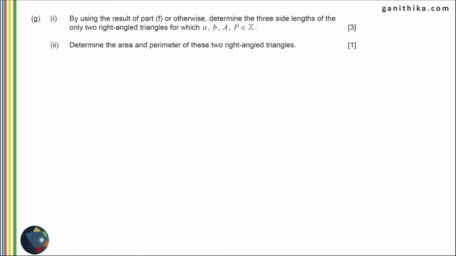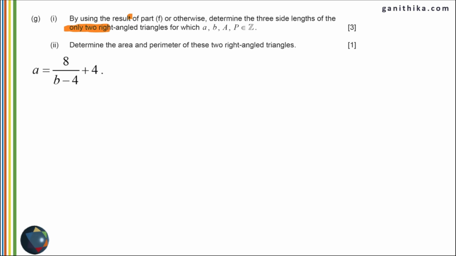Going further, question number G. Using the results of part F, which is this result, or otherwise, determine the three side lengths of only two right-angled triangles. There are only two such triangles for which the sides are going to be integers, as well as where a is equal to p. With all these conditions, there are only two such right-angled triangles possible. So we are going to find the measure of the sides of these two right-angled triangles.